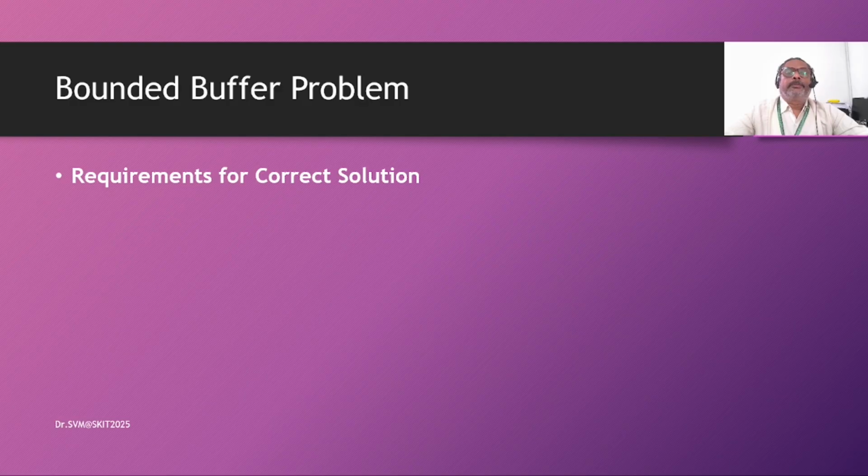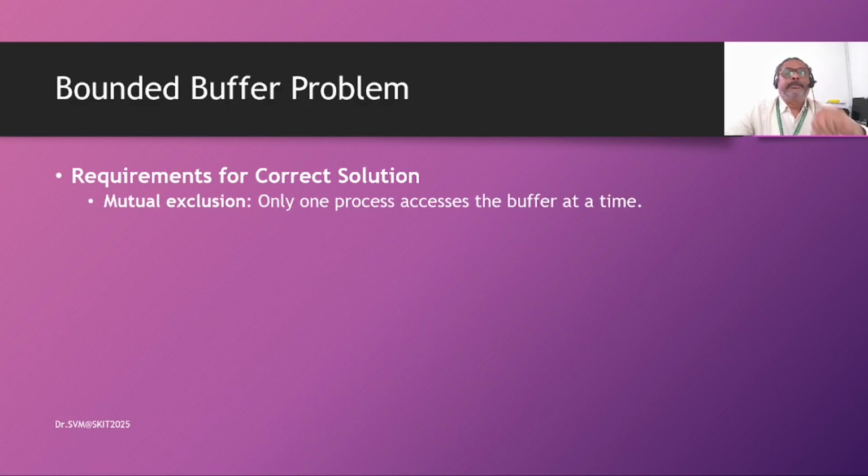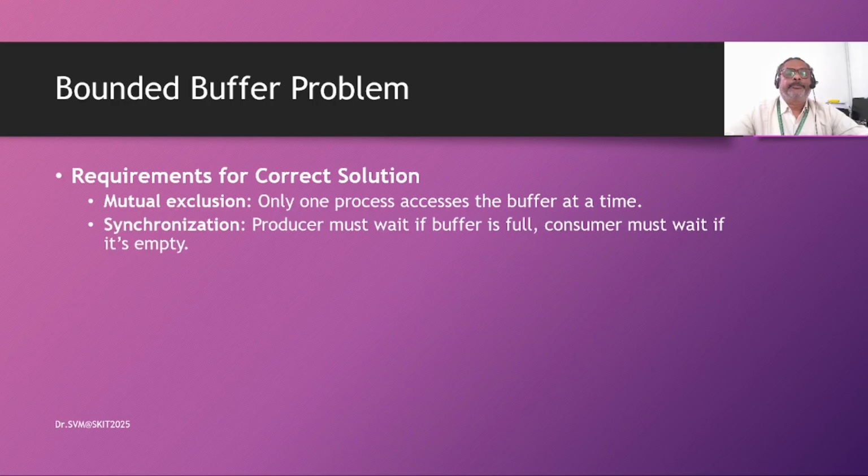So these are the requirements for a correct solution. The first thing is to make sure that only one process works, therefore you need mutual exclusion. Only the producer or the consumer should have access to the buffer at any given time. Then there should be proper synchronization. That means if the buffer is full, then the producer should wait, because there is no space for the producer to write. Therefore the producer should wait till some space is emptied. So who is going to empty it?